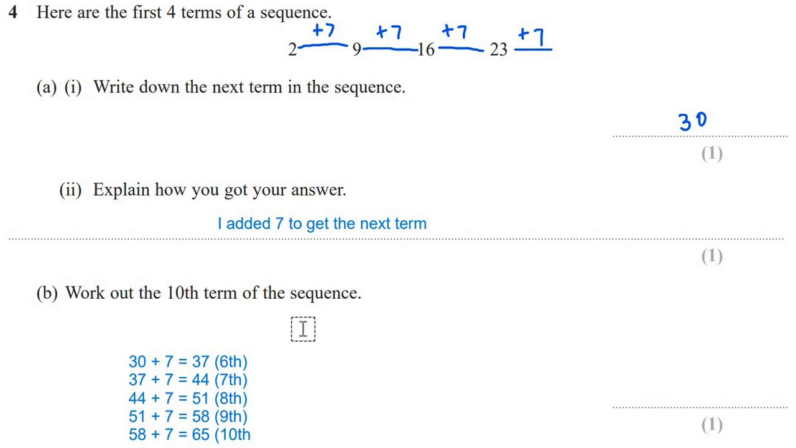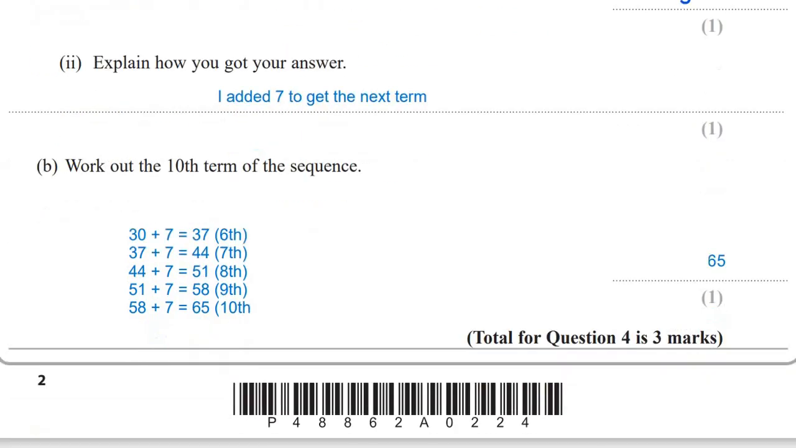And then 4b, this next question is work out the 10th term. So you can just keep on adding 7 to get to the 10th term, because 30 was the 5th term, right? And so you add 7 to 30 to get the 6th term, 37. And so you keep on adding 7, and the 10th term is going to be 65. So we are done with this page.